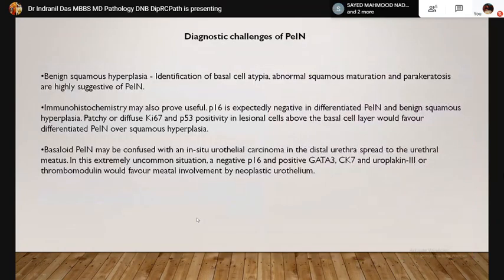Now, what are the diagnostic challenges or differential diagnosis in penile intraepithelial neoplasia? First is benign squamous hyperplasia. The identification of basal cell atypia, abnormal squamous maturation, and parakeratosis are highly suggestive of penile intraepithelial neoplasia. The immunohistochemistry may also prove useful. p16 is expected to be negative in differentiated PeIN and benign squamous hyperplasia, and it is positive in case of undifferentiated penile intraepithelial neoplasia.